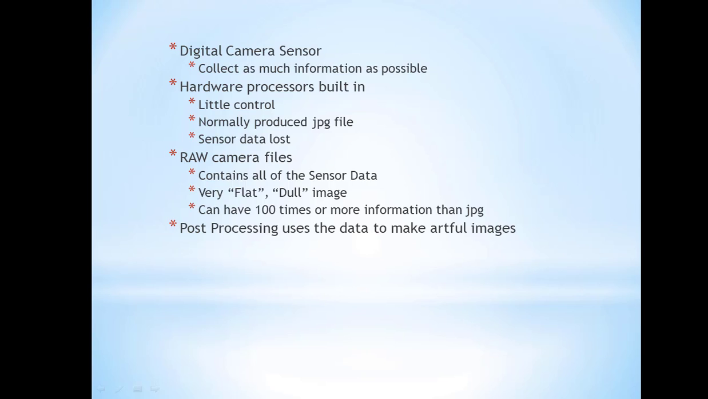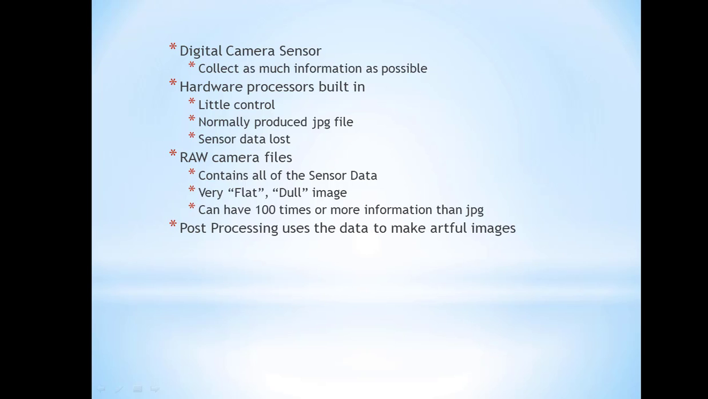All digital cameras have a digital sensor. The job of this sensor is to collect as much data from the light coming through the lens. Its job is not, however, to create a beautiful picture. This is done by processing that data. All cameras have a hardware processor built in, but this processor gives the user very little control. Normally maybe something like a vibrance or a scenery setting. Normally they produce a JPEG file with all of the image burnt into that file and the original sensor data all lost.